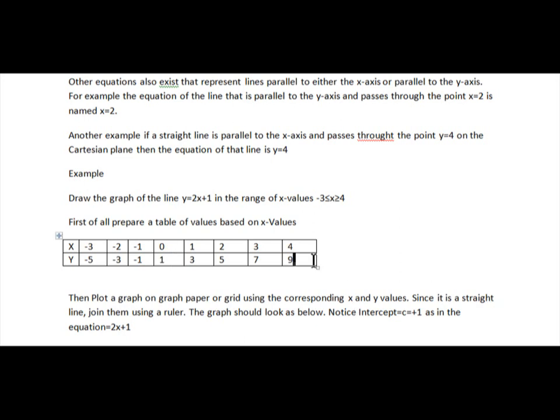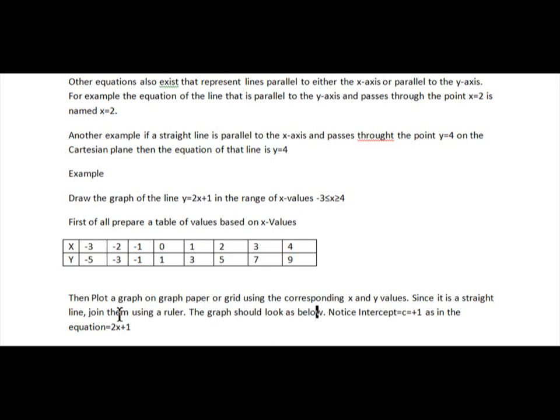After completing the table of values, we then plot a graph on graph paper or grid using the corresponding x and y values. Since it is a straight line, how do we know it's a straight line? Because it's of the form y is equal to mx plus c, where m is the gradient. Since it is a straight line, join the plotted points using a ruler. The graph should look as below.